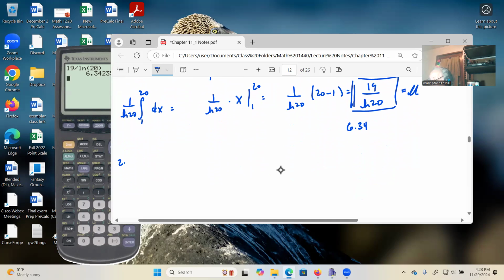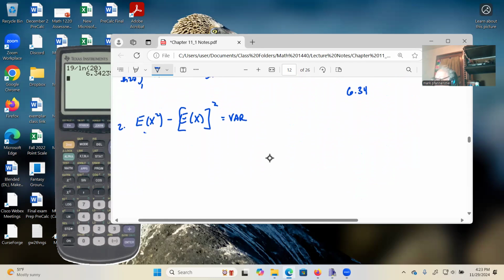Okay, we need the standard deviation, but if you remember, we need the variance first because the standard deviation is the square root of the variance. So what we're going to do is figure out E of x squared minus E of x squared, and that's going to be equal to my variance. Okay, so let's figure out E of x squared.